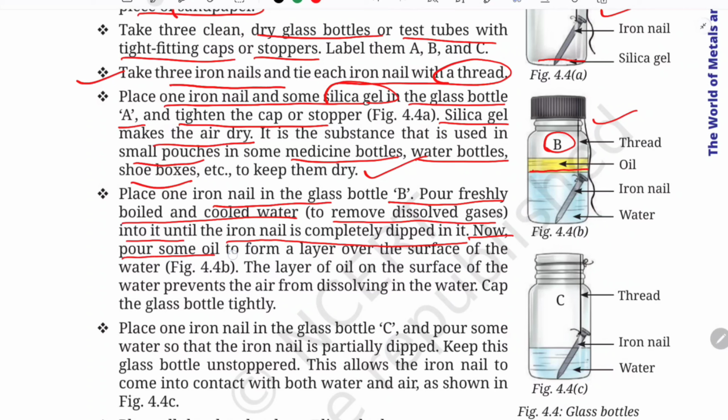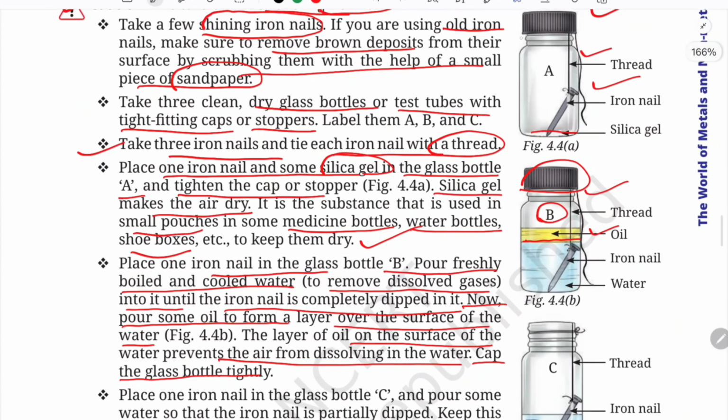Okay, that means completely dipped inside the water. And now pour some oil to form a layer over the surface of the water. The layer of oil on the surface of the water prevents the air from dissolving in the water. So again you need to pour some oil here, so that you are preventing the air from dissolving in the water. Okay, so cap the glass bottle tightly. Now you need to cap this glass bottle tightly, and in the first one also you need to cap this glass bottle tightly.